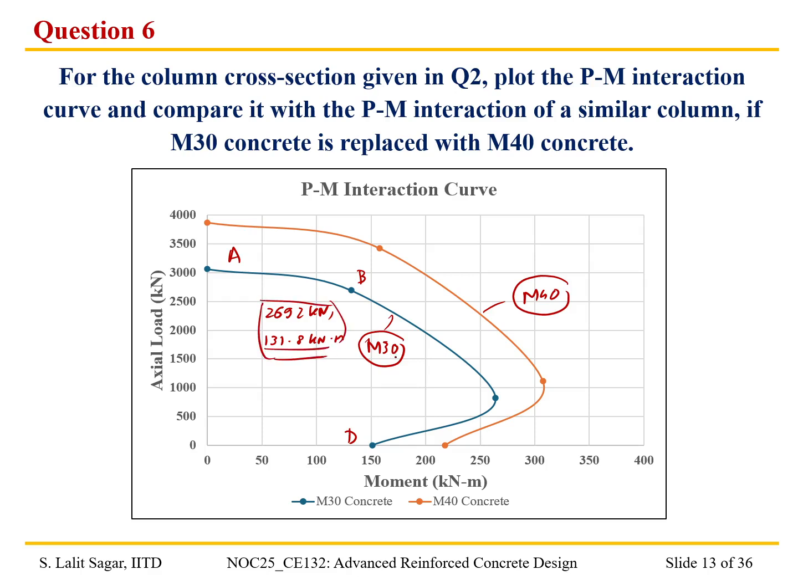And here this is the point C corresponding to the balanced failure of the cross section, and that has an axial load of 824 kilonewton, and the moment capacity is 264 kilonewton meter. Okay, so this concept is very important. So I request you to just practice this. So we'll proceed to the next question now.